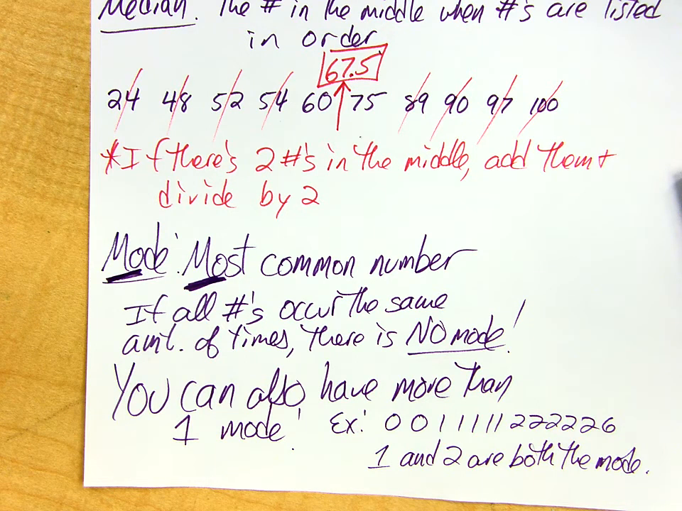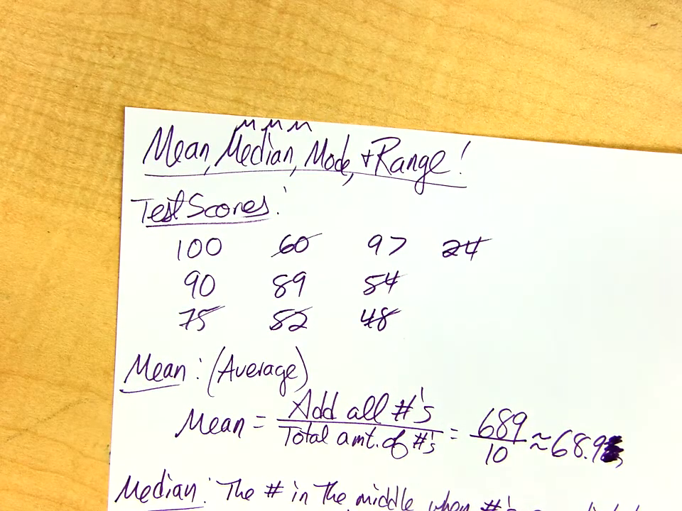And then the last one is range. Anybody remember how to find range? No? How about I'll give you the range for this set of numbers and see if you can tell me the answer. The range here would be 76 for my list of test scores. Again, ignore that I crossed some numbers out. Pretend they're all there. 76.